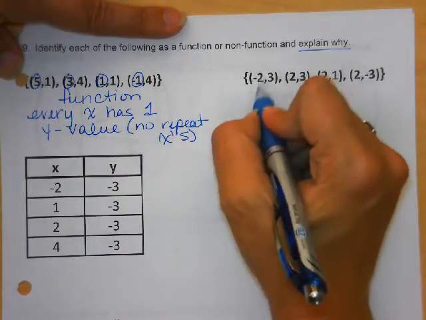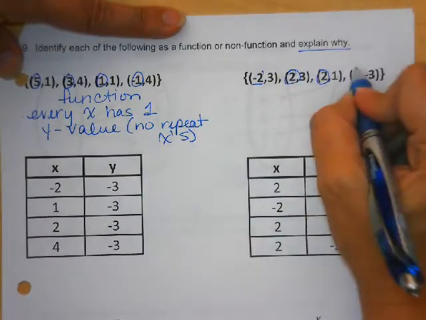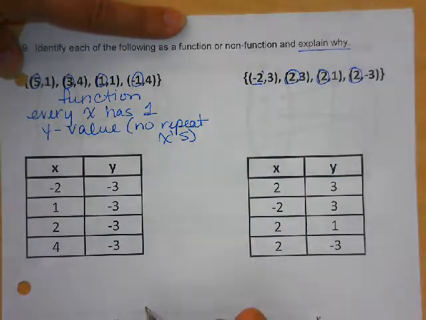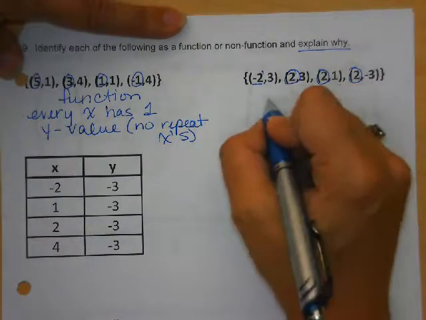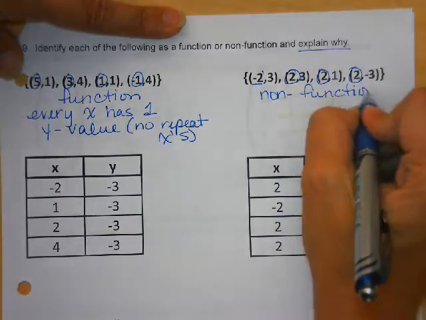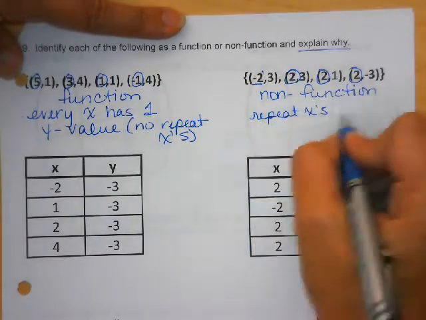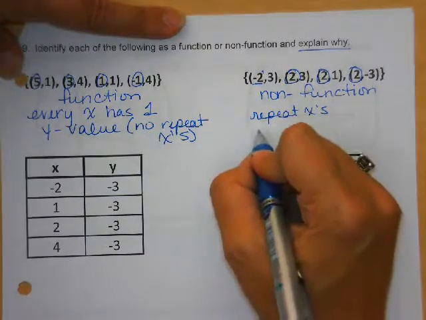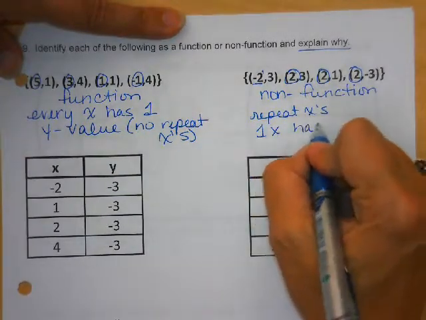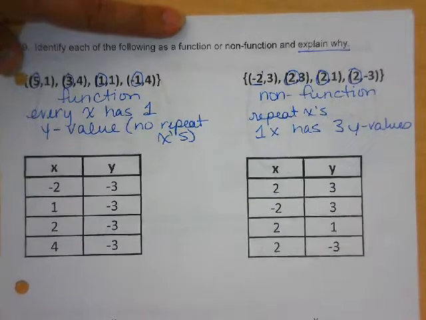Whereas this one, if you look, the negative 2 is fine, but I've got 3 number 2's. So this is not a function, or this is a non-function. And why? We have repeat x's. You could also say 1 x has 3 y values, and that is what makes it a non-function.